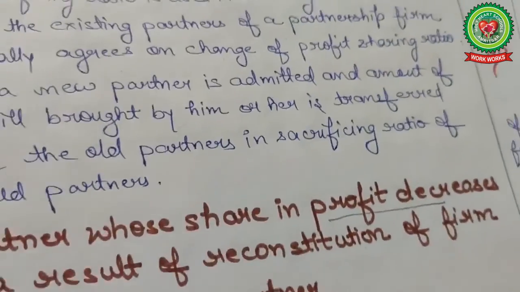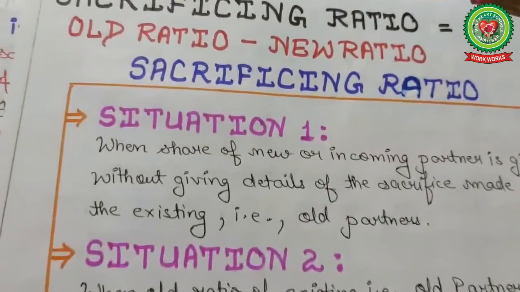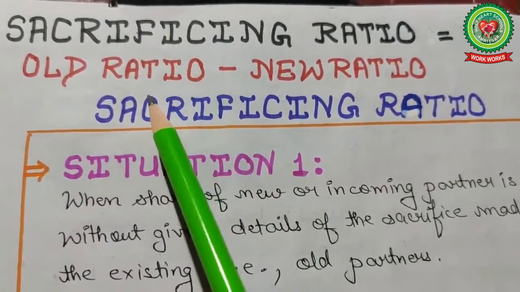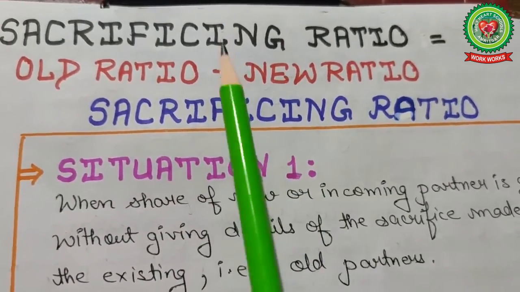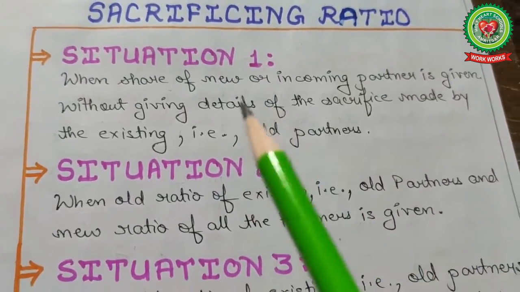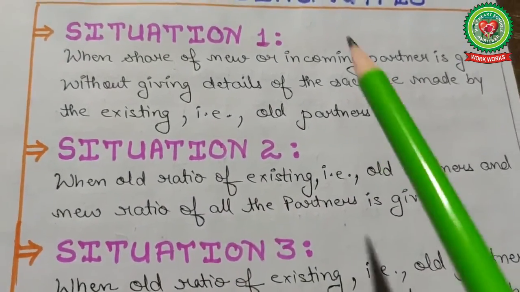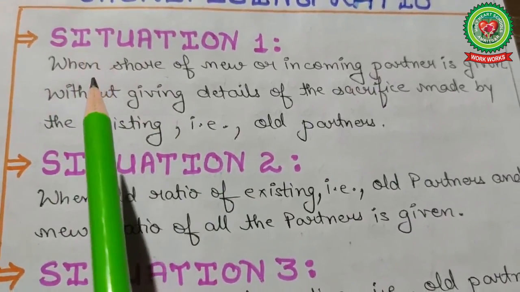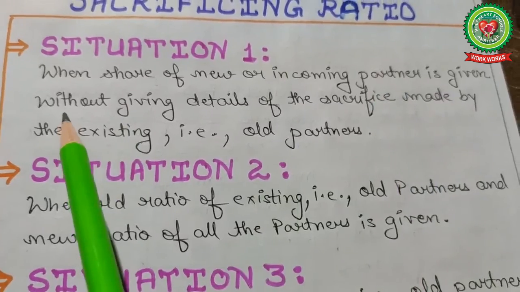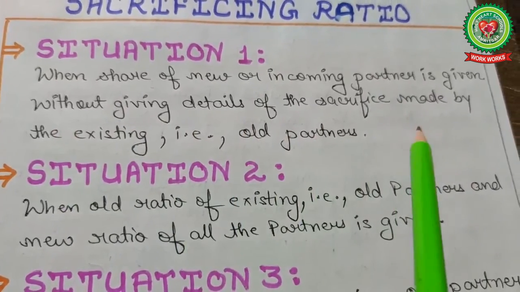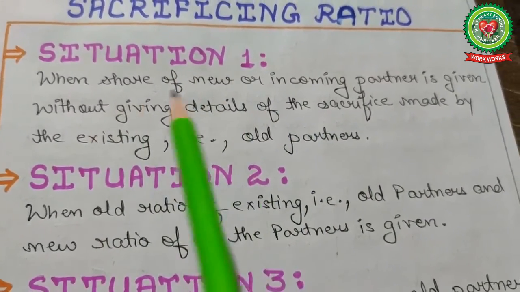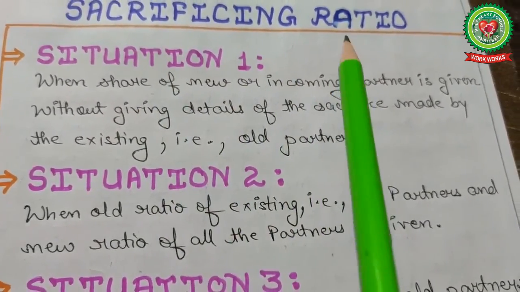Now the next point is how to compute the sacrificing ratio. The main formula here is: old ratio minus new ratio is your sacrificing ratio. You compute the sacrificing ratio under three situations: situation 1, situation 2, situation 3. Firstly, I'm going to discuss situation 1: when the share of new or incoming partners is given without giving details of the sacrifice made by the existing old partners. When the sacrifice made by the old partners is not given in the statement, how do we compute the sacrificing ratio?